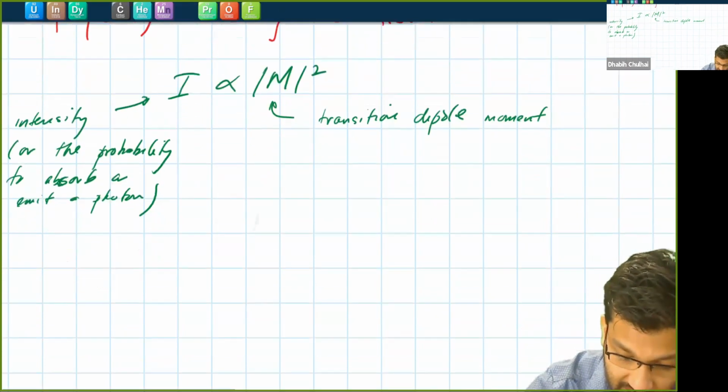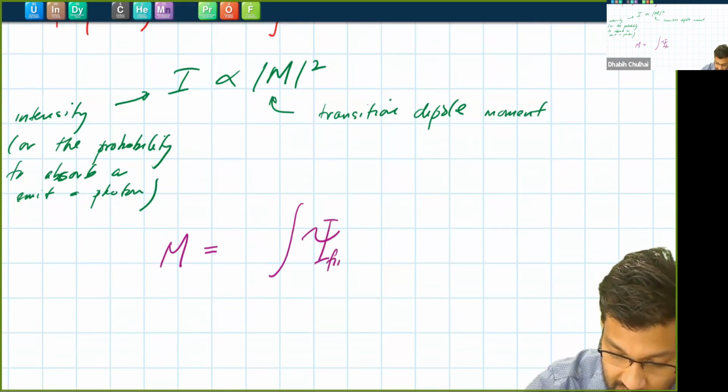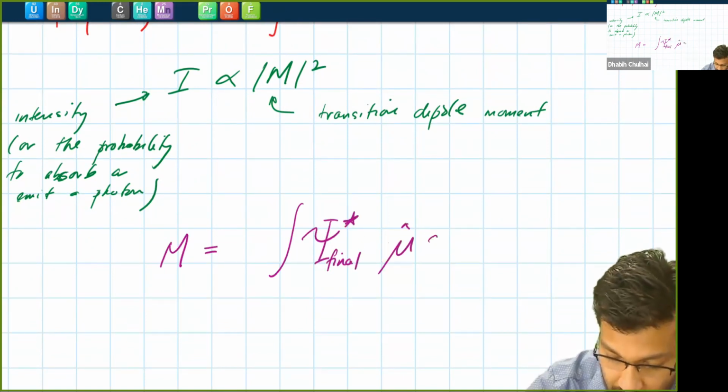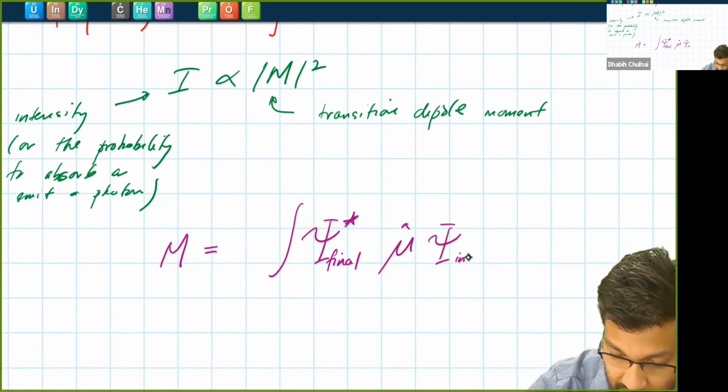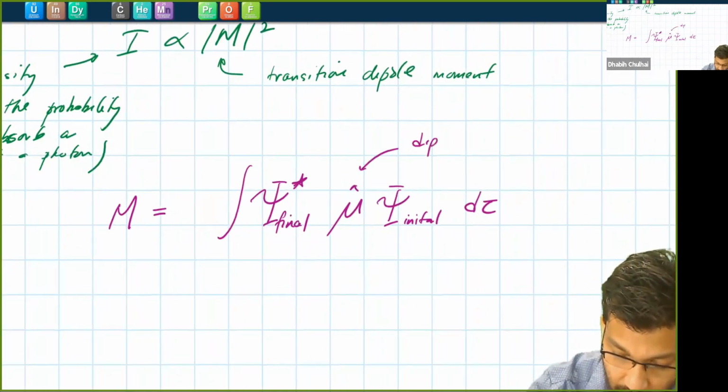This transition dipole moment, M, is actually written this way. So let's say this is some final state. This is the dipole moment operator. This is some initial state, integrated over all space. So that there is the dipole moment operator.